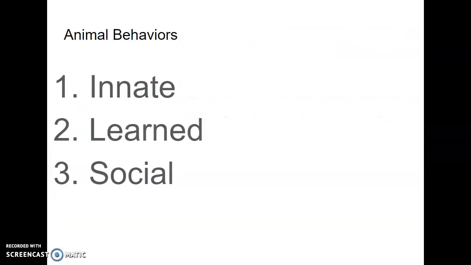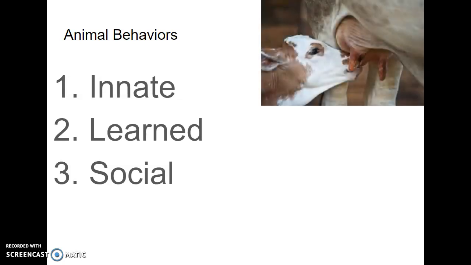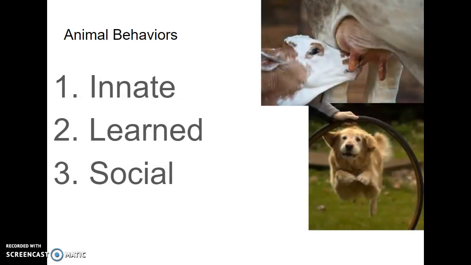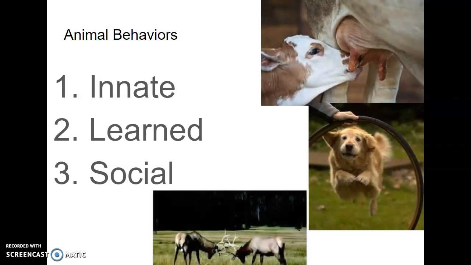So today, you took a look at three categories of animal behaviors: innate, stuff that you're born with; learned, things that you experience; and social, experiences that you have with members of the same species. All of these behaviors are present today because they've helped organisms to survive, thrive, and reproduce.